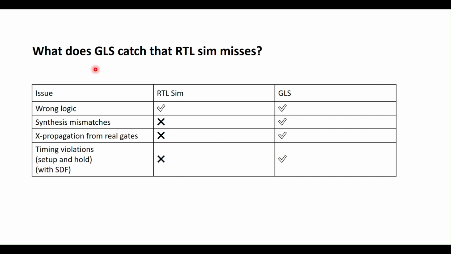When we do GLS and also the RTL simulation, in RTL we can check if our logic is correct or not, which we will also see in gate level. But in RTL we cannot see synthesis mismatch, X propagation in real gates, or timing violations. We cannot catch these in RTL simulation, but we can catch them in gate level simulation. So let's see an example of how we can do that.